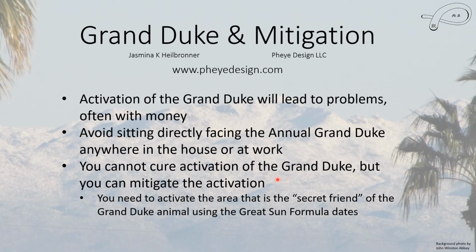You cannot cure activations of the Grand Duke, but you can mitigate it. And the way you do that is you activate, and I'll discuss what this means later, an area that is the secret friend of the animal of the Grand Duke. And so Grand Dukes, they always have to do with an animal sign. You can actually Google the secret friend to do this. It's not a secret. So you can just Google this, and I can also help you with this. Now you want to make sure that the secret friend also does not have one of the annual afflictions. Usually, since there's usually 2 locations, you're able to use one safely.